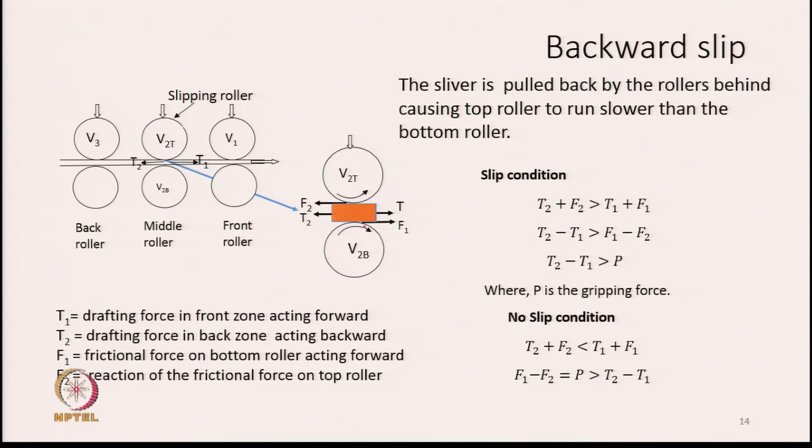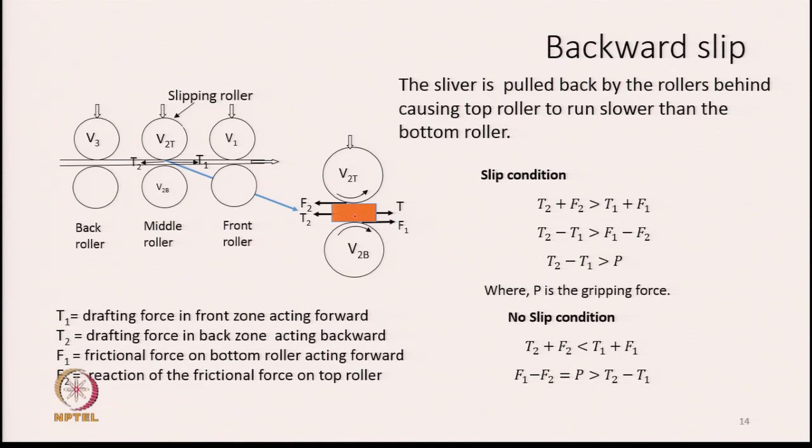So, F1 is acting between the bottom roller surface and the sliver which is in contact with the bottom roller, and because the motion is getting transmitted from roller to the sliver, therefore, frictional force F1 is acting in the forward direction. The other force F2, what I am showing here, F2 is a reaction of the frictional force on the top roller. The top roller is receiving its motion from the sliver, that is from this band of fiber which is in between these two rollers.